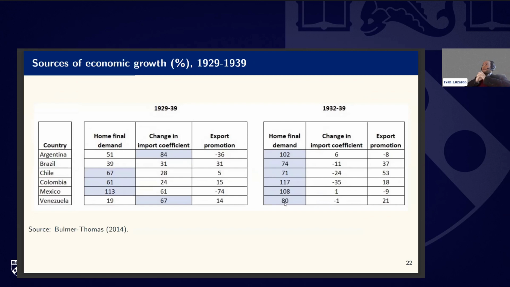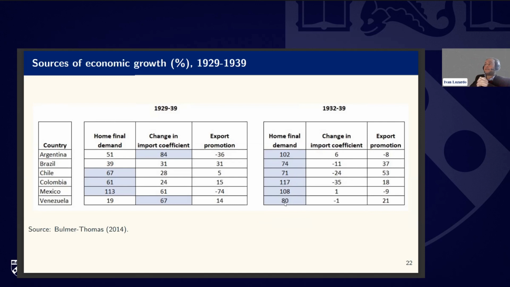Okay, so we saw how governments managed the depression. Now let's see how Latin American economies recovered from the depression. What we can see in this table is essentially we can decompose the sources of economic growth. We know that economic growth is essentially how the GDP evolves, and we wanted to break down the forces or the reasons behind that economic growth.